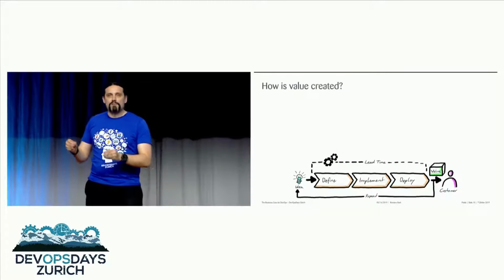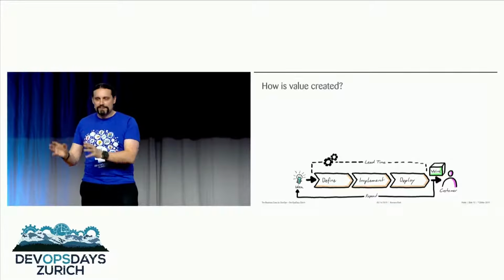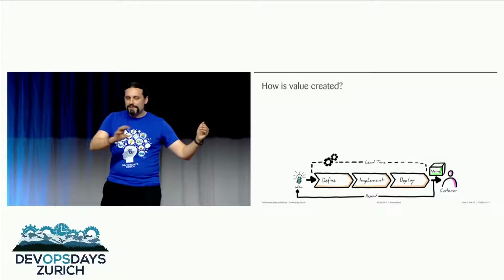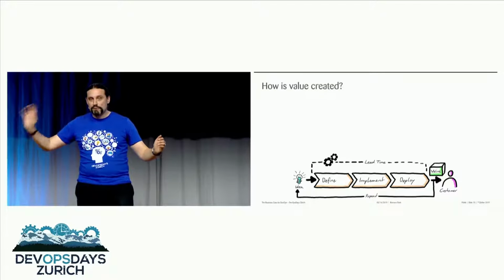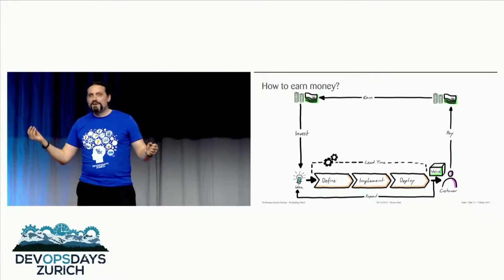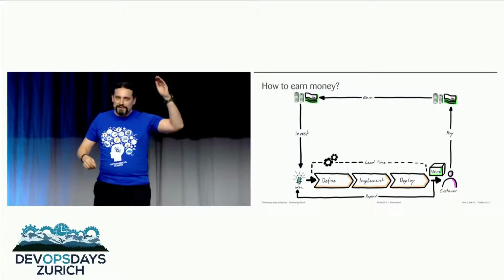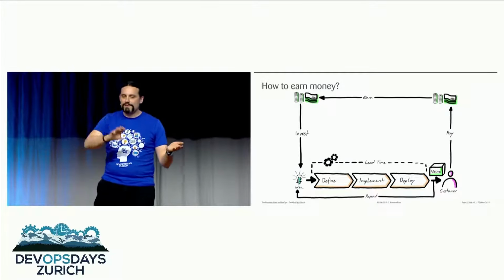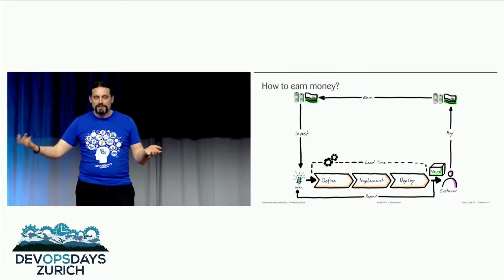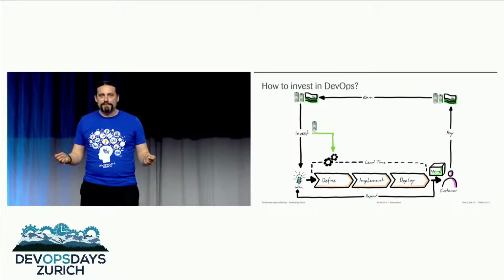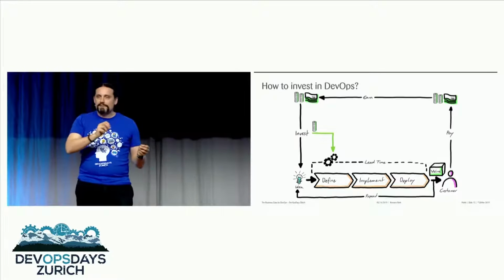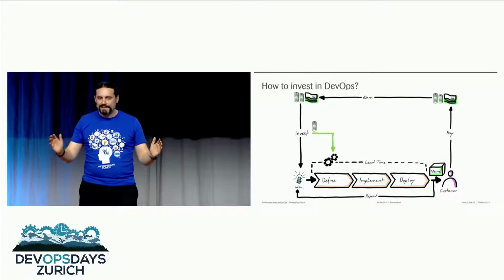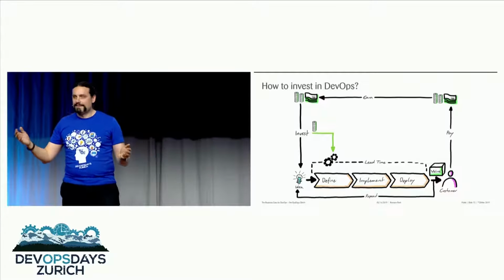And we need to know where value is generated. Value is only generated at the customer side. It's very important to understand that. From the idea through implementation until deployment, no value is generated, only at the customer side. Then the customer will pay you and you will earn money, so that you can reinvest the money into new ideas, which then flow again through your value stream of implementation and deployment so that you can generate new value. And how do we invest into DevOps? We take some of these earnings and invest them into our value stream to improve the lead time so that we can generate value faster.